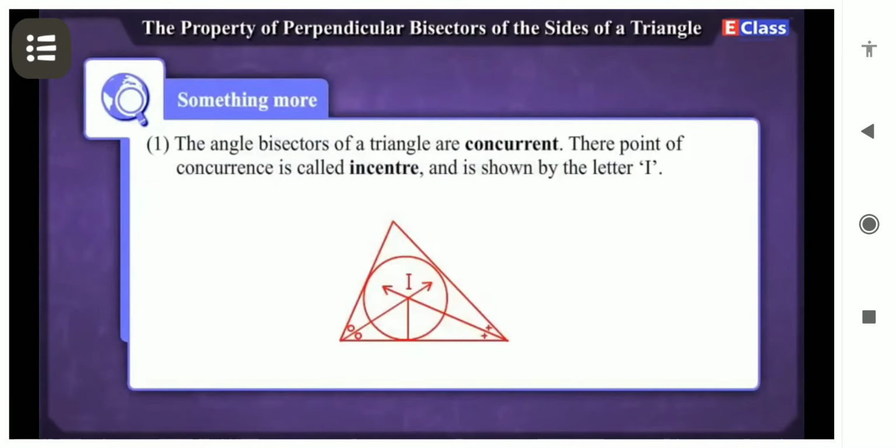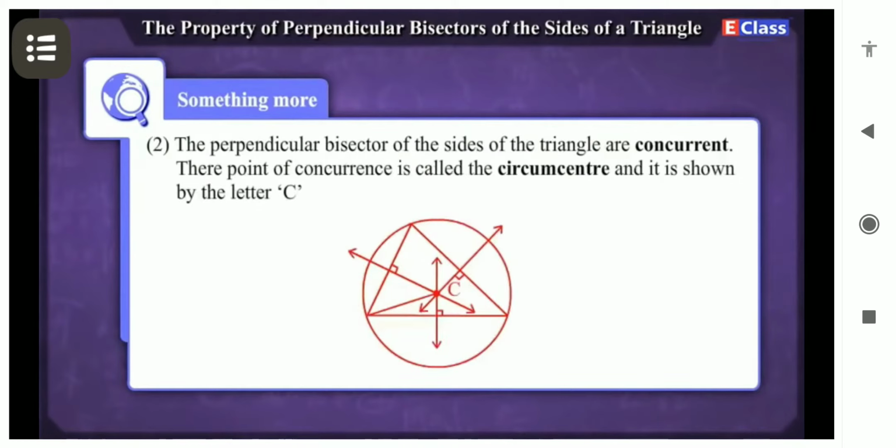Something more. 1. The angle bisectors of a triangle are concurrent. Their point of concurrence is called incenter and is shown by the letter I. 2. The perpendicular bisectors of the sides of the triangle are concurrent. Their point of concurrence is called the circumcenter and it is shown by the letter C.